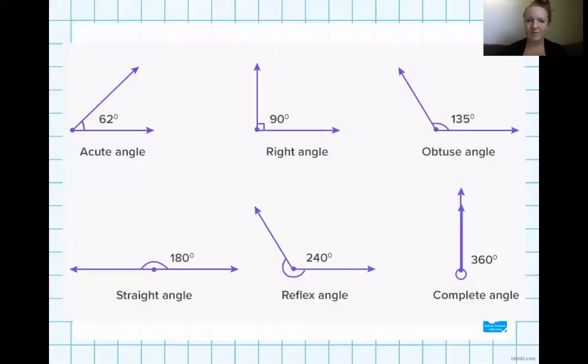But these are the types of angles that we're going to be looking at this week, and specifically right angles, acute angles, and obtuse angles. I'll talk about other angles as well, but you only really need to know these three in Year 3.